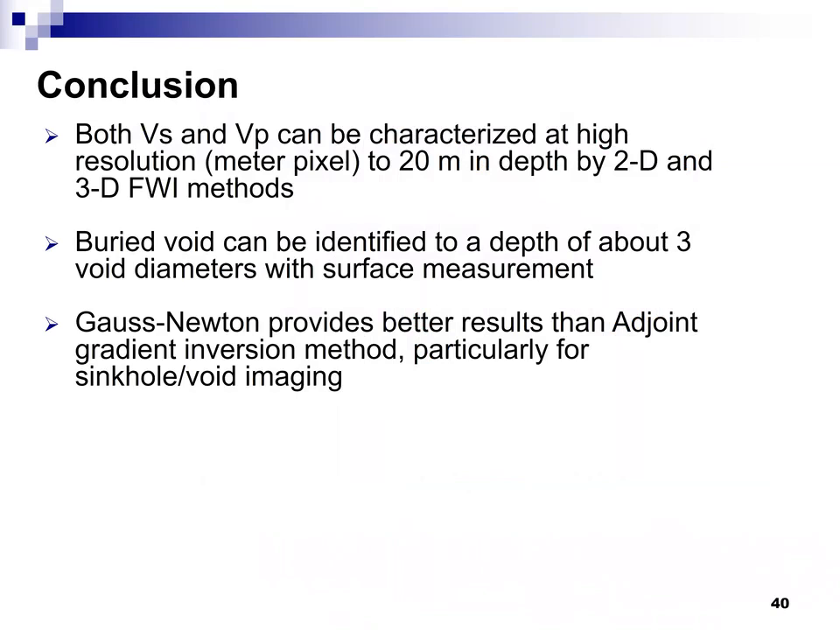So I have a few conclusions here. Both shear wave and P wave can be characterized at high resolution, meter pixel, down to 20, 30 meter depth, maybe 20 is safe, by 2D and 3D methods. A buried void can be identified to a depth of about 3 diameters of the void from 2D analysis. We don't know how deep we can go with 3D. Deeper than 3 diameters of the void, we don't see it very clearly. We still see some soft material there, but it's not really a clear void. Gauss-Newton tends to provide better results compared with the cross-adjoint method.